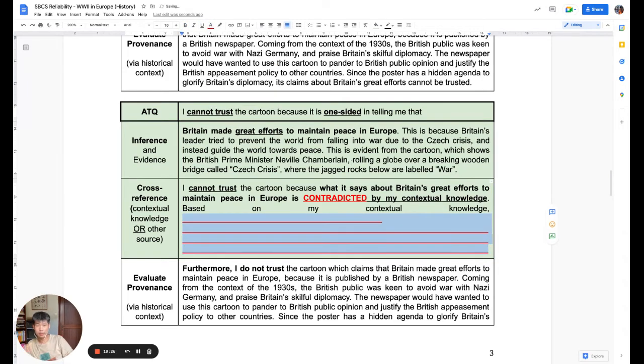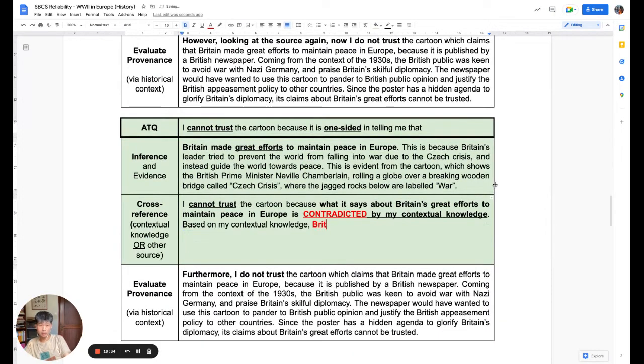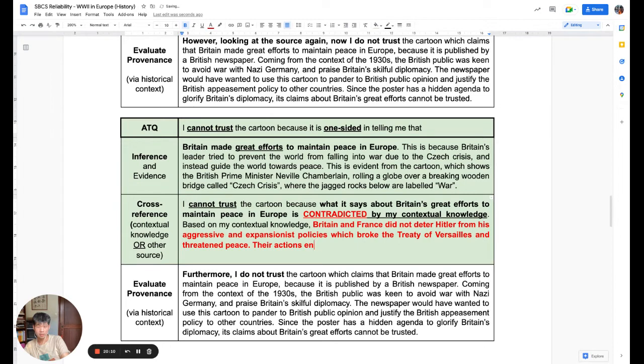So this is the case if you instinctively look at the cartoon about the great efforts of Britain and you say, well, that's false, that's a lie. So why would you say that's false? Based on your contextual knowledge, Britain and France did make great efforts to maintain peace, but it did not deter Hitler from his aggressive and expansionist policies, which broke the Treaty of Versailles and threatened peace. Their actions encouraged Hitler and the failed appeasement policy eventually caused World War II to break out by 1939.